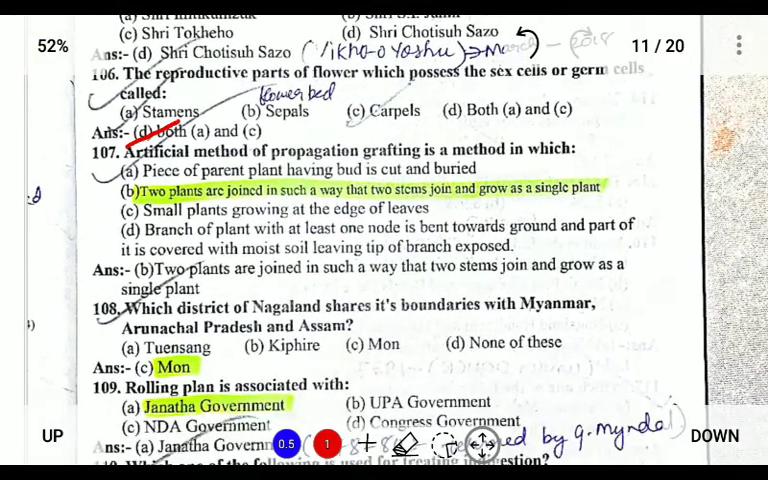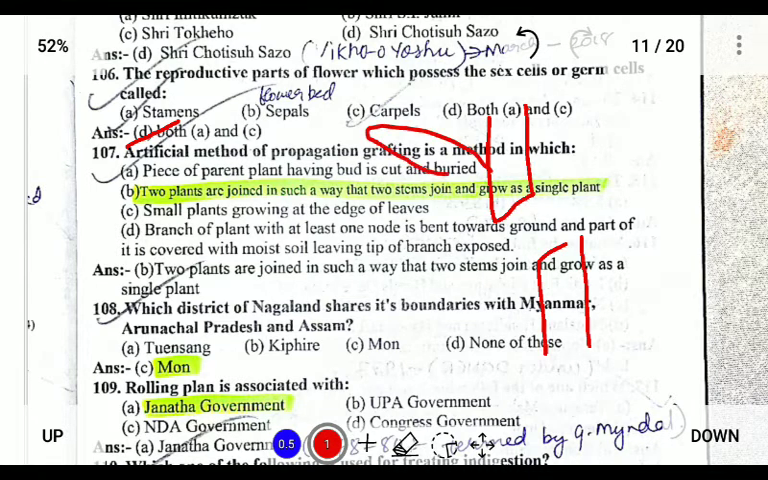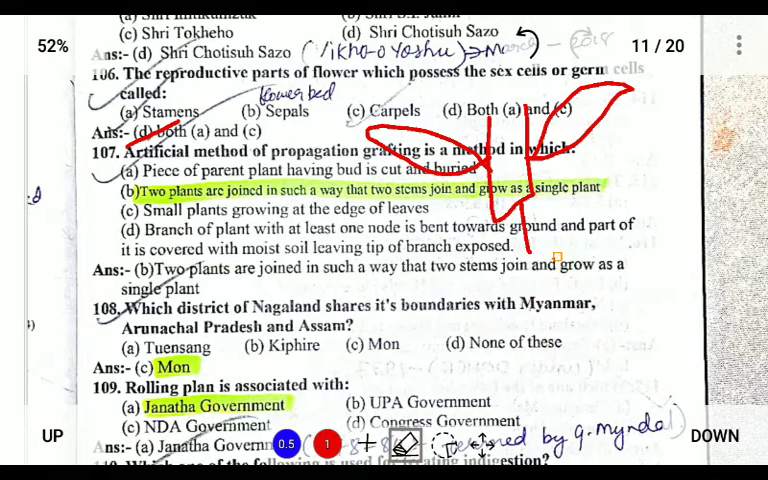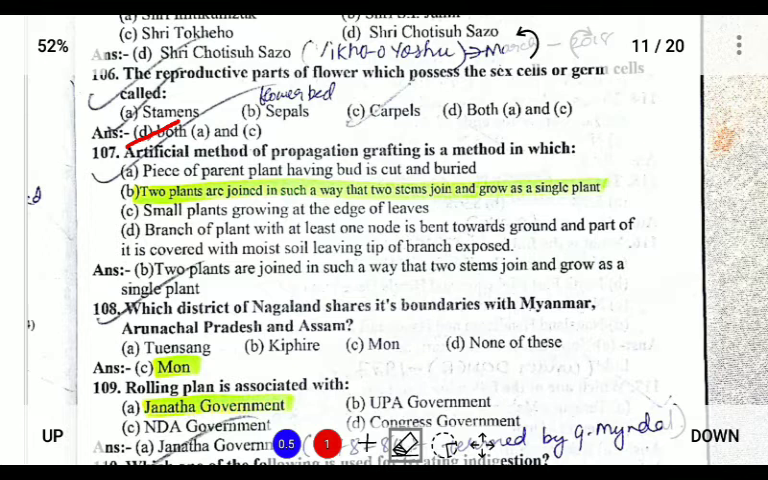Artificial method of propagation, grafting is a method in which two plants having different qualities are joined together by binding them together, and this results in grafting. So two plants are joined together in such a way that two stems join and form a single plant.